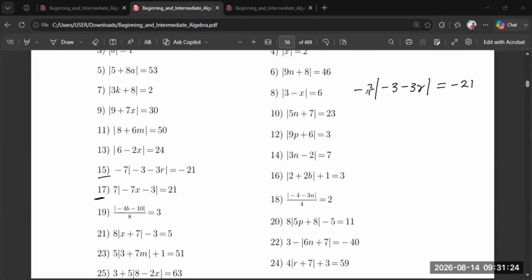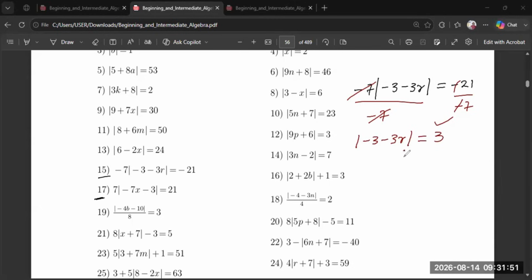Now, the first thing we want to do is to get rid of the negative 7 on our left-hand side. So you divide everybody by negative 7, so that these will go away. So I'm having absolute value of negative 3 minus 3r is equal to, now the negatives cancel out, 21 over 7, which is just 3. Now you can see that this is good. So we can have a solution here because absolute value always gives us a positive result.